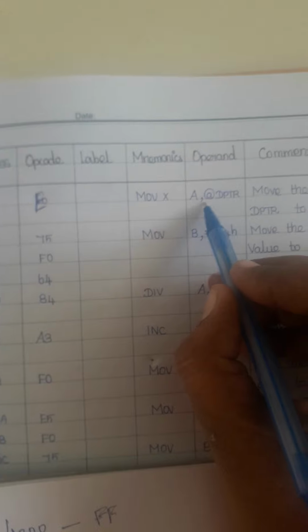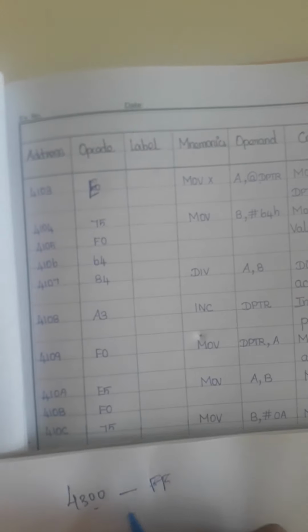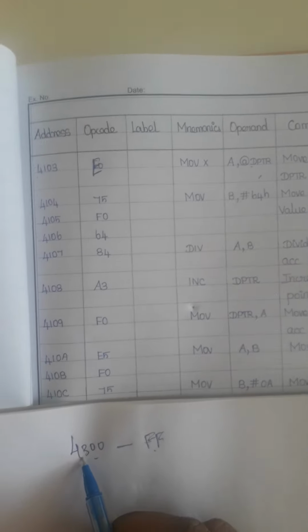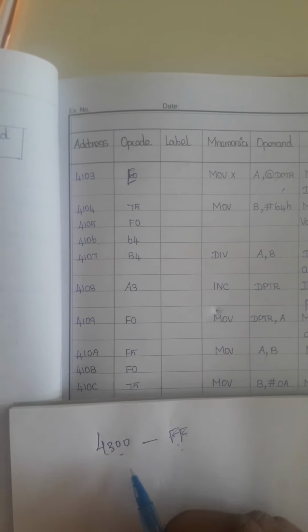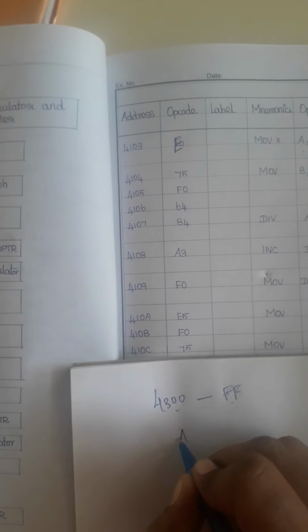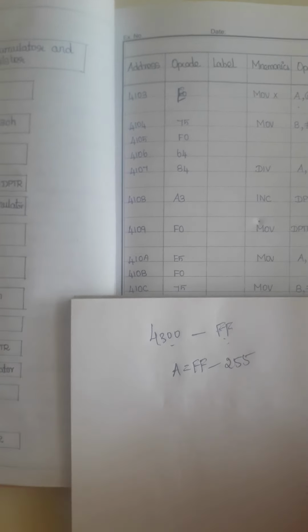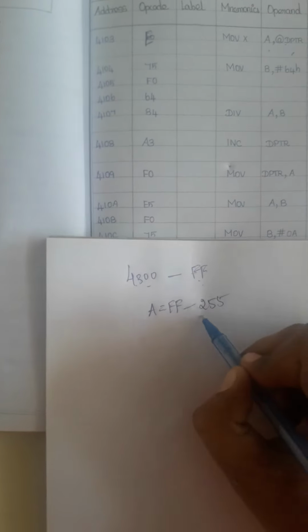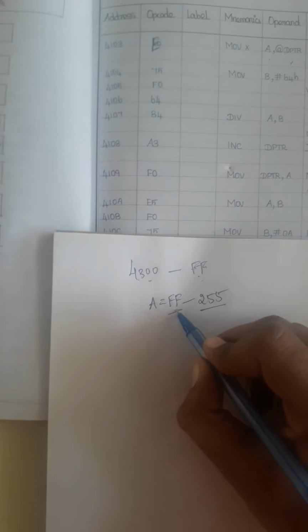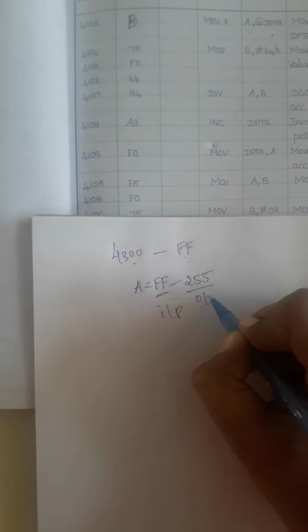Then I am moving the data available at 4300, which DPTR represents, to the accumulator. Now the accumulator contains FF. Its equivalent decimal value is 255. This is the input we are giving and this is the output we are going to get.